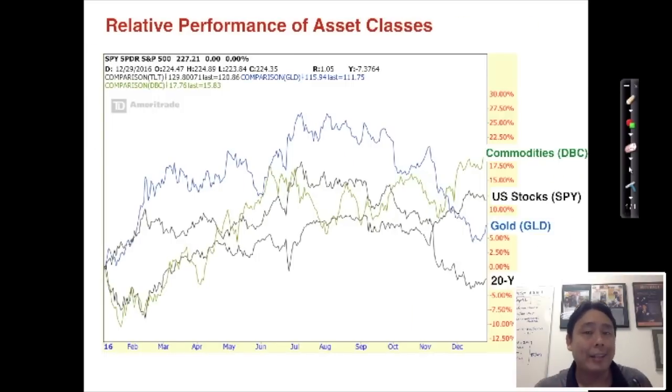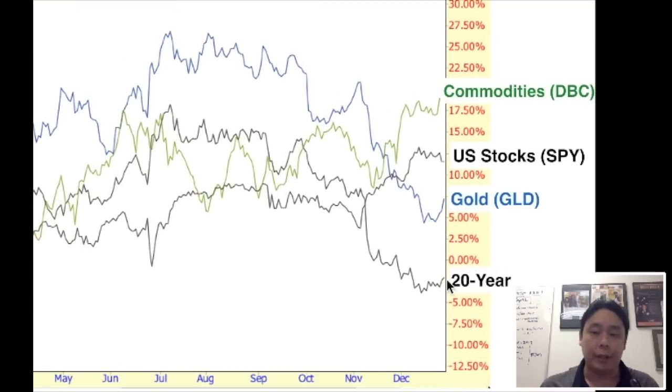Specifically, let's take a look at different asset classes, how they performed, okay? So the black line that you see over here, this is the 20-year bond ETF, known as the TLT. This is the gold ETF, which is known as the GLD in blue. This black line represents the US stock market because it's the SPY, which is the S&P 500 ETF. Finally, the one in green would be the commodity ETF, known as the DBC. So you could buy these ETFs to gain exposure to these different asset classes. So in other words, how did they do?